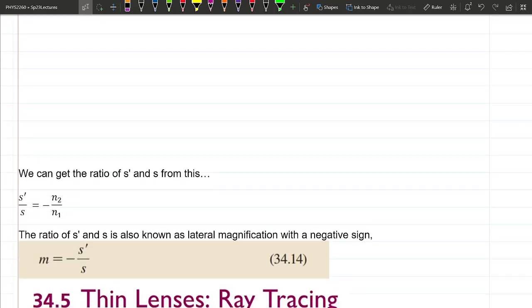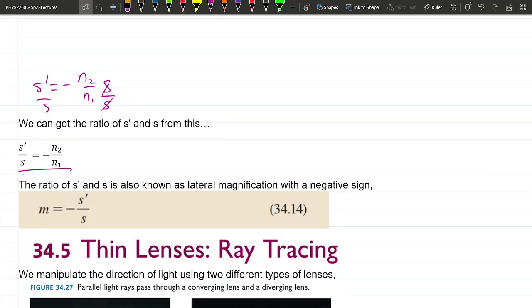Okay, so before we move on to thin lenses, which is what we'll end up in 4 minutes here, I just want to give you guys another definition. So if we start off with this equation here, S prime equals negative n2 over n1 times S, you can massage this equation, basically divide both sides by S. You can derive this equation where it's the ratio of S prime over S, and that's going to be the ratio of the indices of refraction with a negative sign in front, okay?